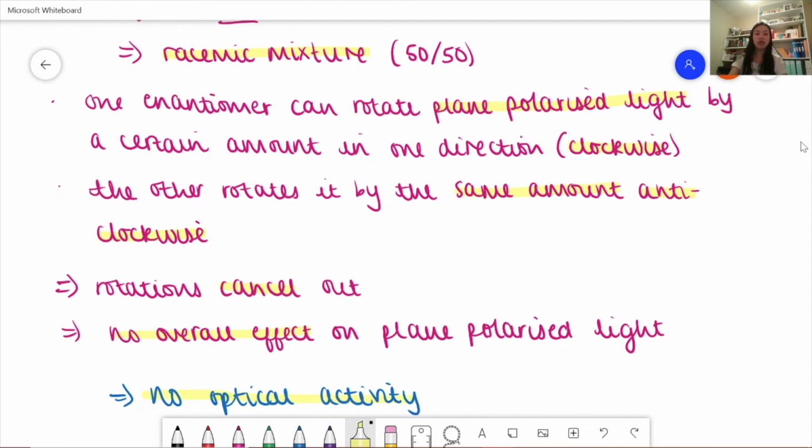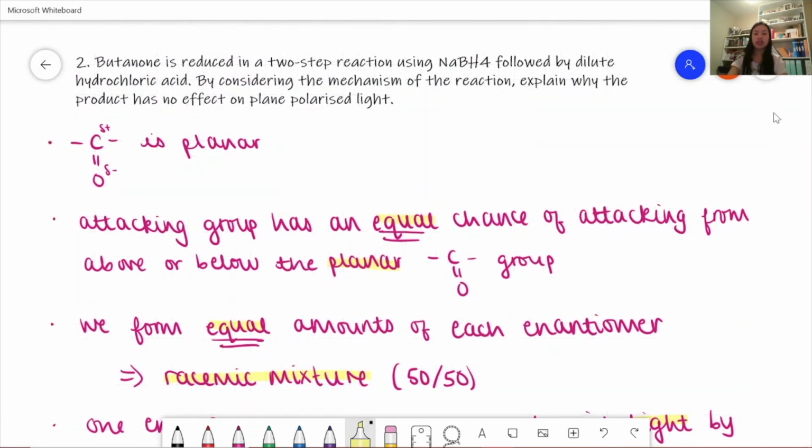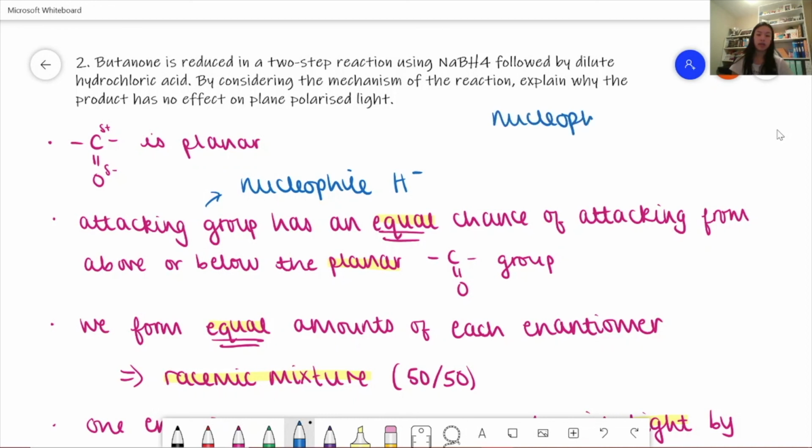And a bit later on, we're going to learn about this reaction. And so actually, if we're going to answer this question in an exam paper, the attacking group is actually a nucleophile. And it's actually a H- that we get from the sodium borohydride. And this is a nucleophilic addition reaction.